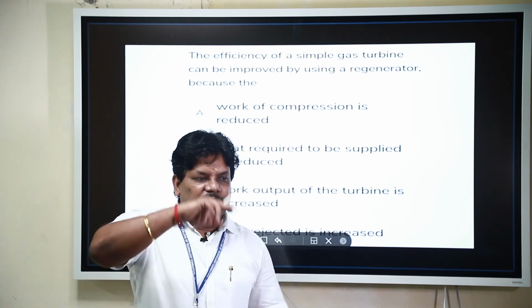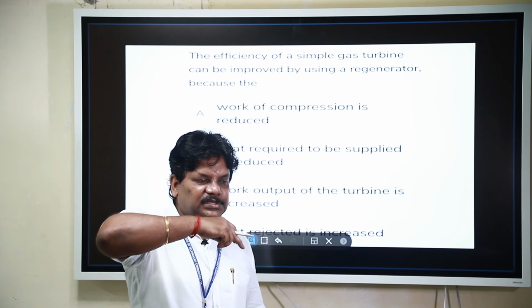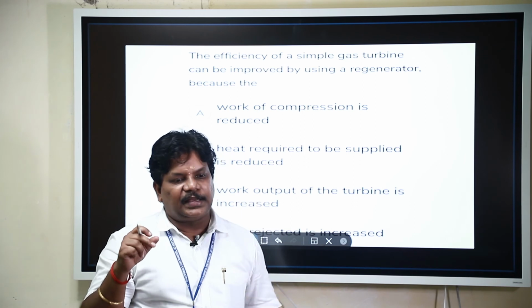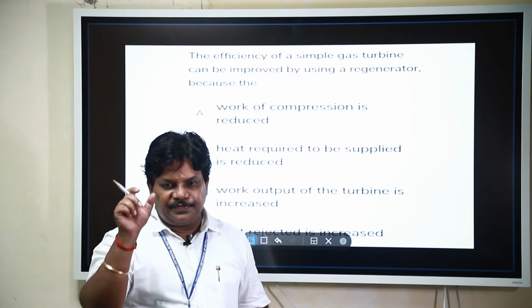So like this, suppose the efficiencies are given for compressor and turbine, immediately you have to know, for compressor what is the efficiency, for turbine what is the efficiency, when it is compared with ideal and actual. Okay, so you have to compare it with ideal and actual.